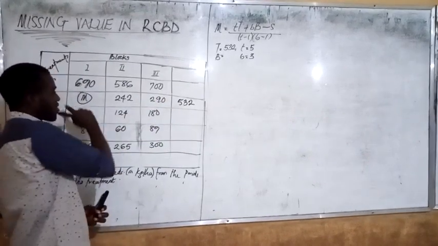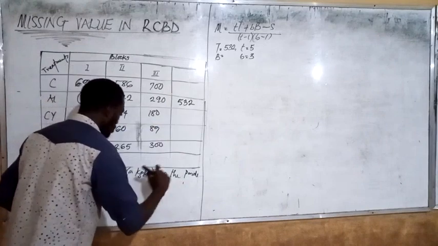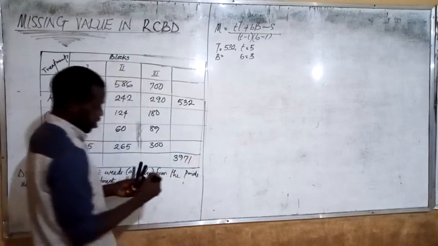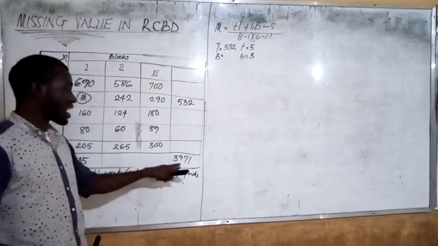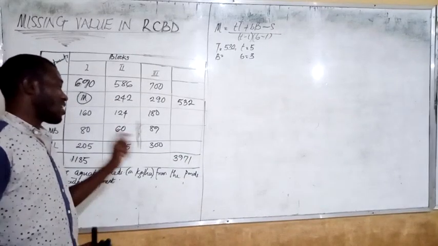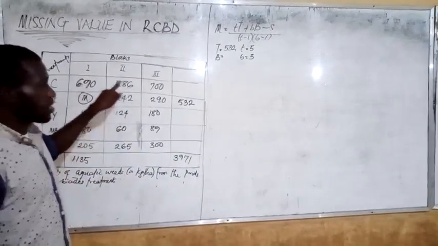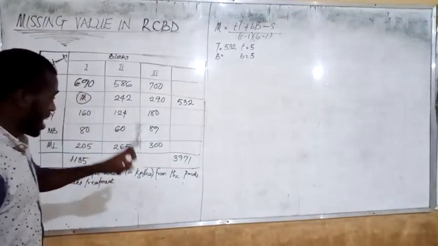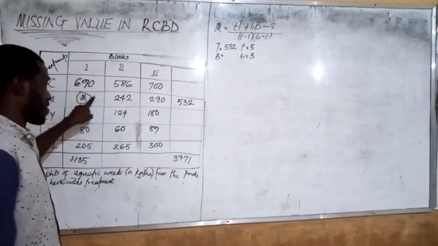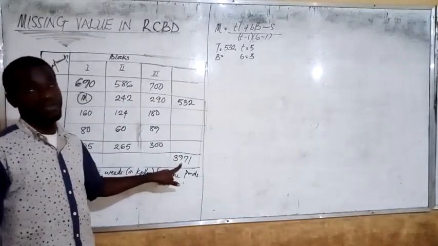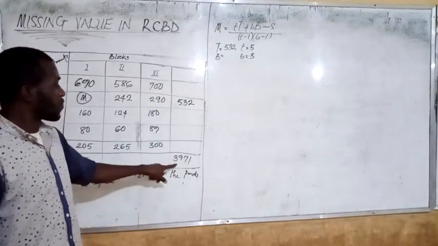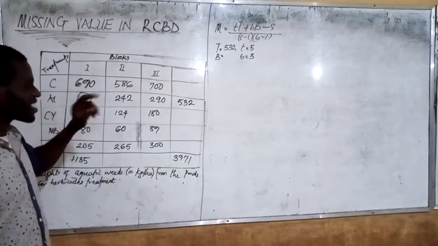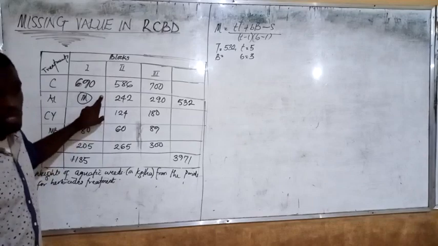Now, the grand total, when you add up everything, that is the addition of all the blocks and the addition of all the treatments, you are going to get 3971. But keep in mind that this 3971 is only the grand total before the missing value has been estimated. After the missing value has been estimated, we then change the grand total, because of course there will be a value here now. But this is a tentative or temporary grand total for when the missing value has not been estimated.